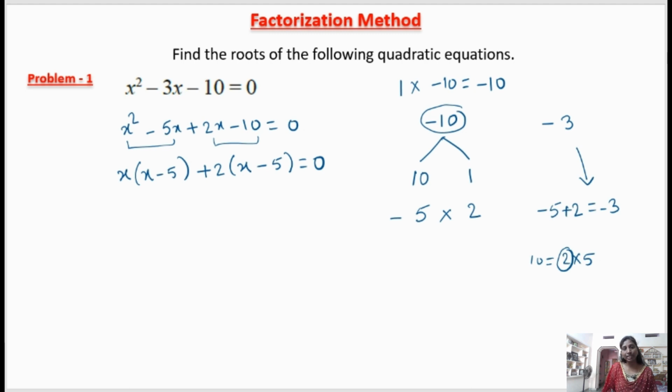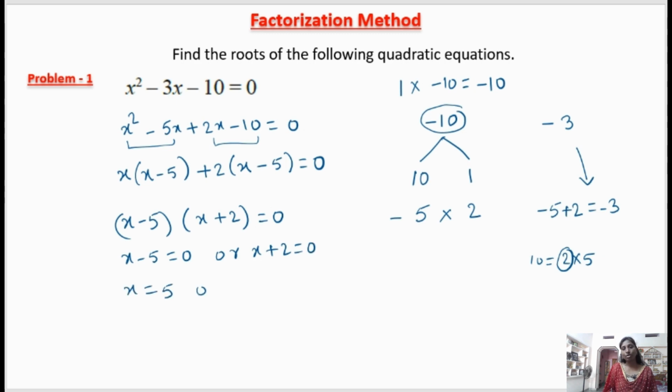Now see, x minus 5 is common in both the terms. So we will write x minus 5 into x plus 2 is equal to 0. It means x minus 5 is equal to 0 or x plus 2 is equal to 0. So x is equal to 5 or x is equal to minus 2. These are the roots of the given quadratic equation. Now let's move to the next question.